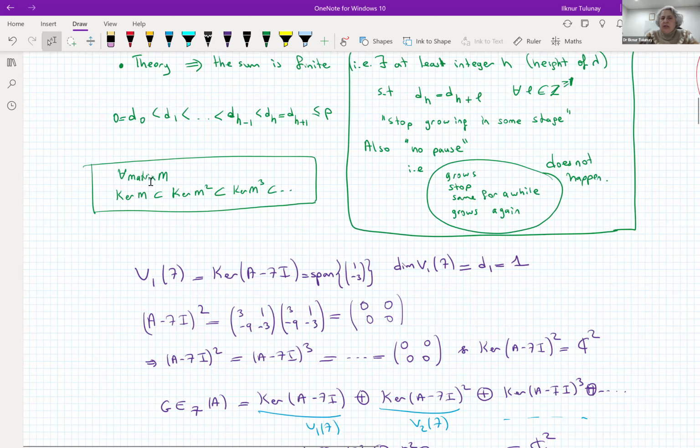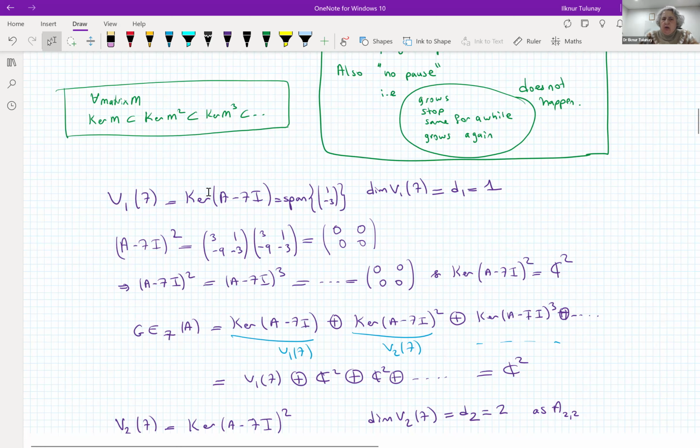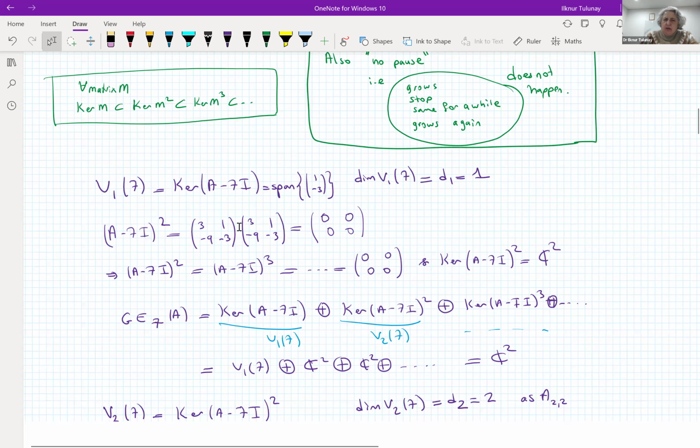So this is just a notation, the first power of the kernel of A minus 7I. This is what we calculated. We just found one vector, dimension 1, so we found d1 is 1. If we calculate the second power, just multiplying this matrix by itself, we found 3, 0, 0, 0, 0. This means that this is everything, right? Because every vector satisfies this condition.